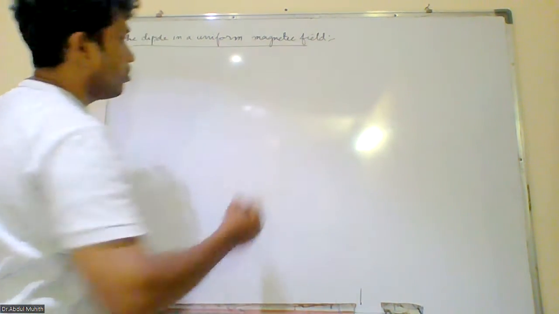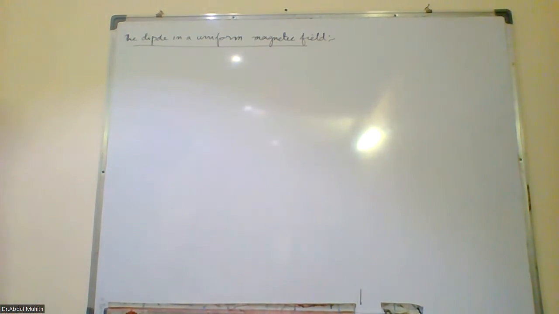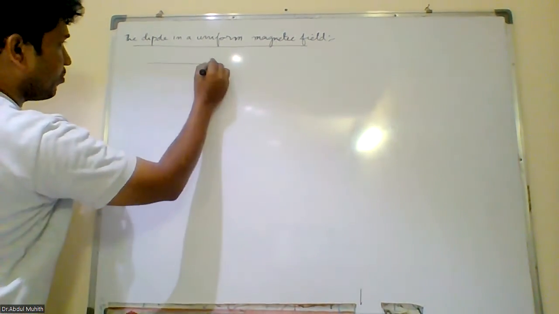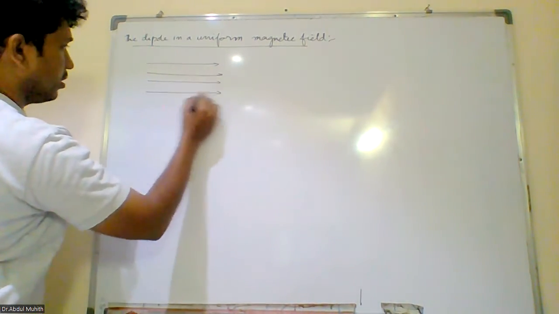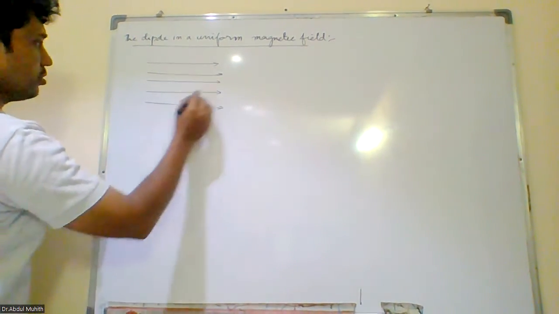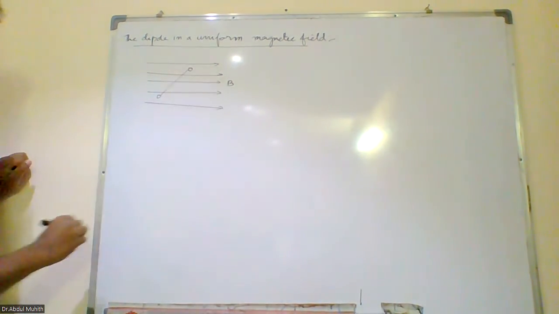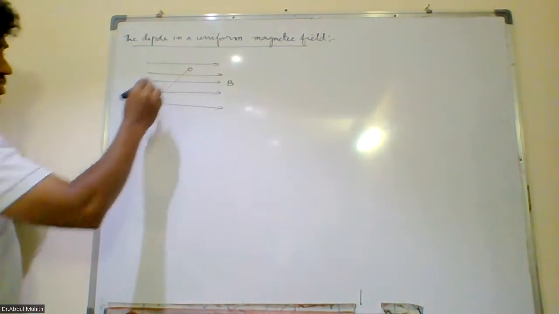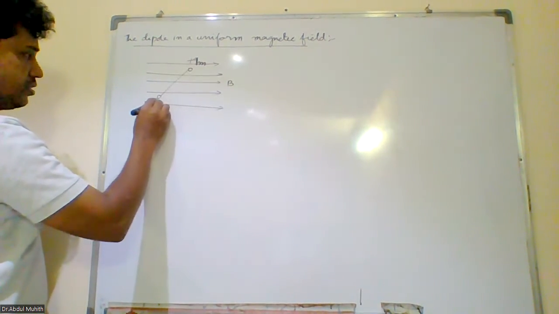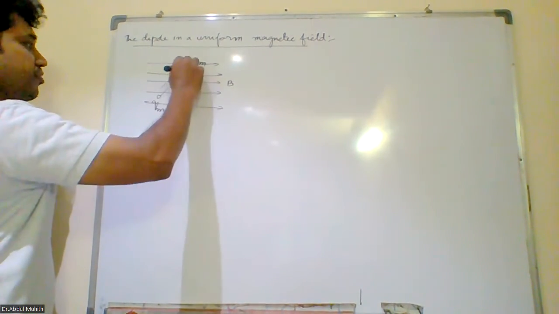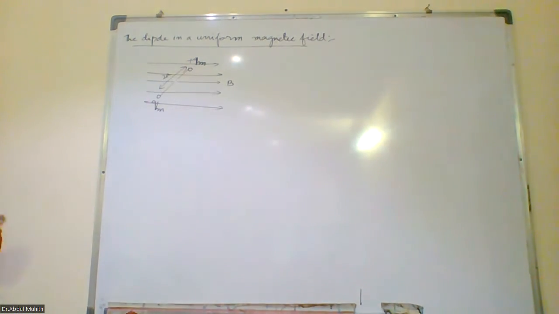So, the dipole in a uniform magnetic field. We'll do this. This is the uniform magnetic field. The figure is not given in the book, but this is how it is. This is the magnetic field, and this is a dipole. Dipole means a north pole and a south pole. Instead of writing north and south, I'm writing plus QM and minus QM. The distance between both of them is 2a.